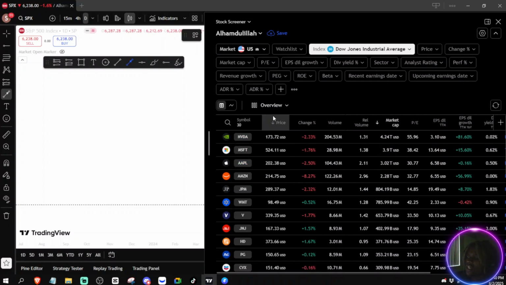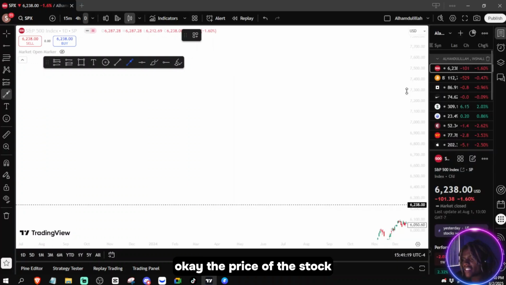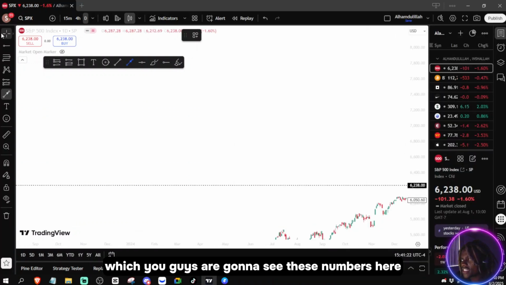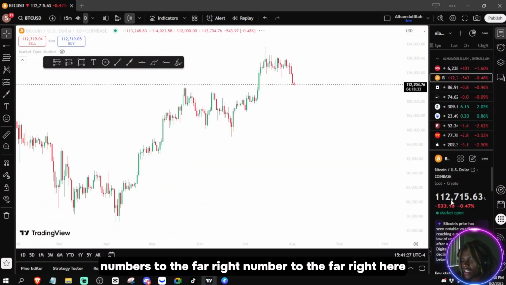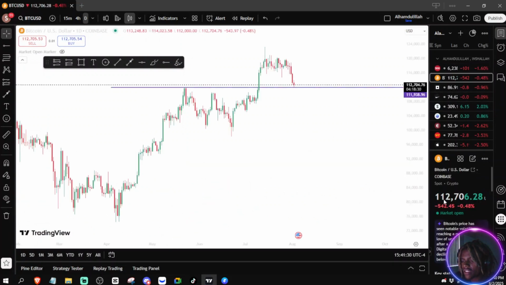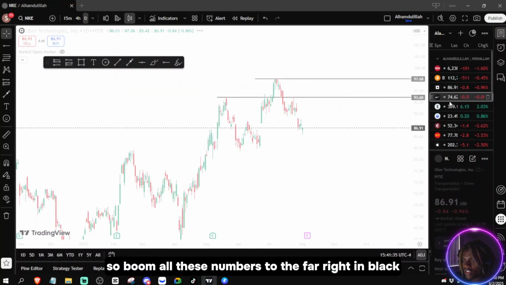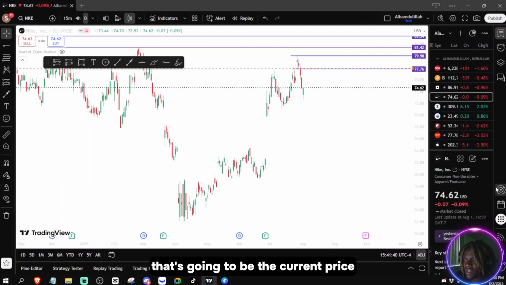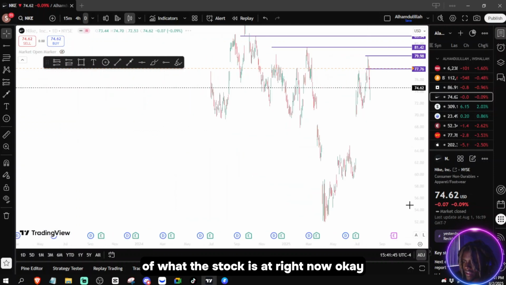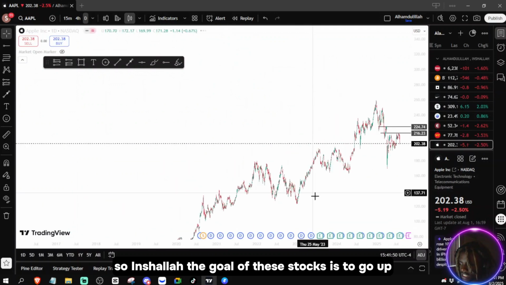Next, we're going to have the price. The price of the stock, which you're going to see as numbers to the far right here. All these numbers to the far right in black, that's going to be the current price of what the stock is at right now. And we're playing the United States stock market, so the goal of these stocks is to go up.